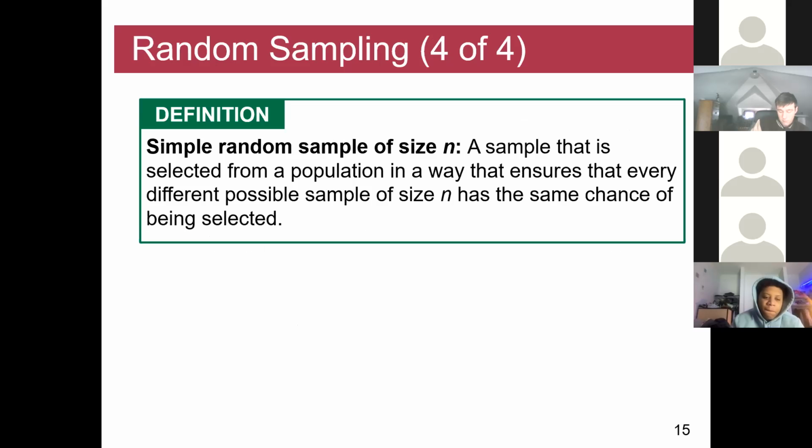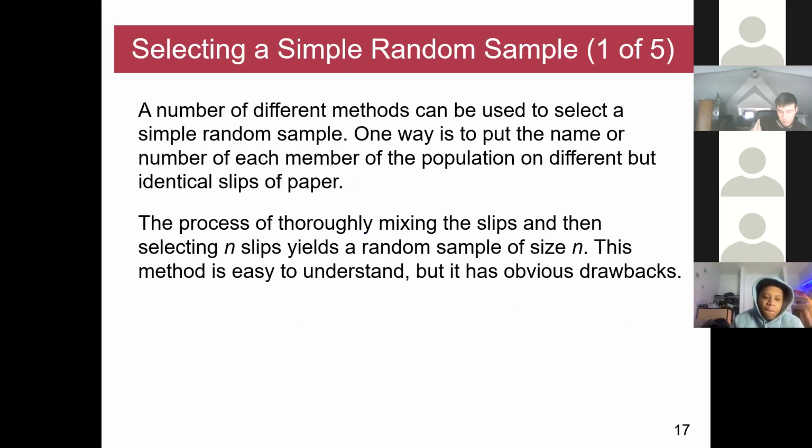All right, so a simple random sample of size n, here's the definition: a sample that is selected from a population in a way that ensures that every different possible sample of size n has the same chance of being selected. And here they're talking about the different methods that can be used to select a simple random sample. I mentioned a couple of them, and I think they're the ones mentioned here: writing numbers on pieces of paper and then selecting n of these pieces of paper one by one out of the box or whatever you're using. Obviously, there's some drawbacks to that.